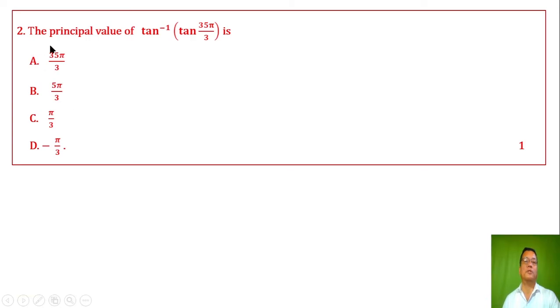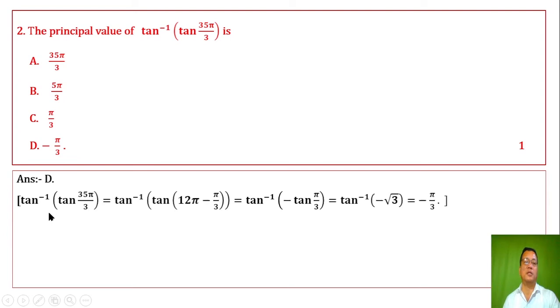Question number 2. The principal value of tan inverse of tan of 35 pi by 3 is. Which one is true? Correct answer is D. tan inverse of tan of something. This something can be written as 12 pi minus pi by 3, whose expansion is minus tan of pi by 3, and tan of 60 degree is root 3, which gives minus pi by 3. Therefore the correct answer is D.